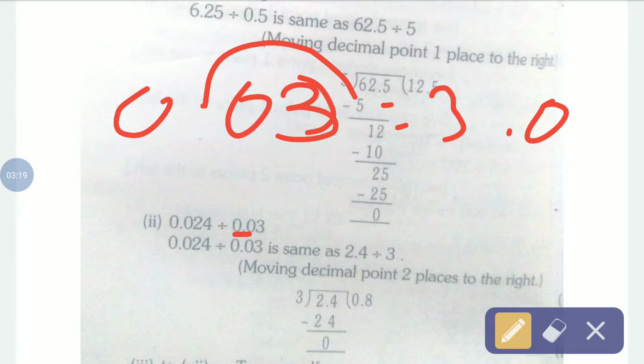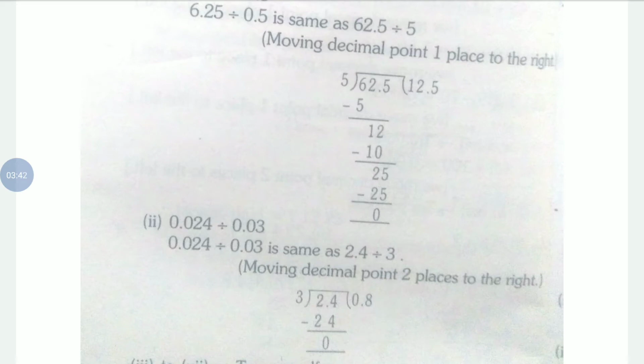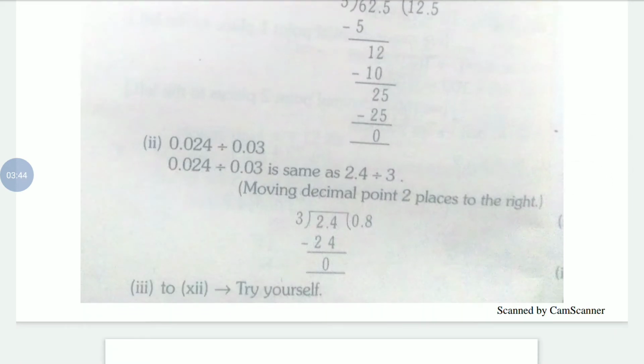If you move the decimal point by 2 digits in the divisor, in the denominator, then you have to move the decimal point in the other number also, 0.024. If you move the decimal point by 2 digits, you will have 2.4. So 2.4 divided by 3. Then you have a normal division, and you will get the answer 0.08. The next examples you can do by yourself because they are very simple.